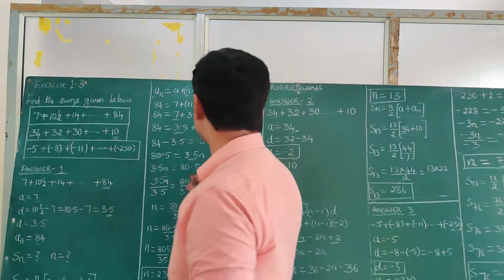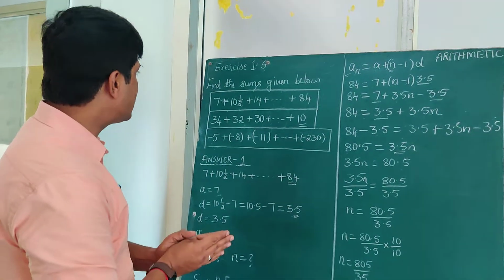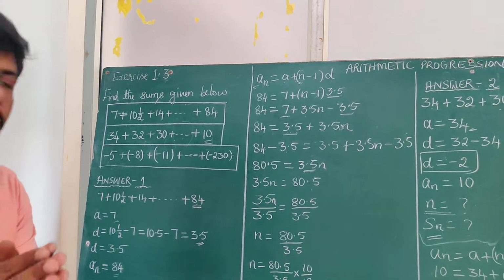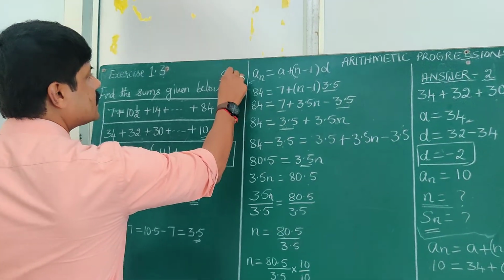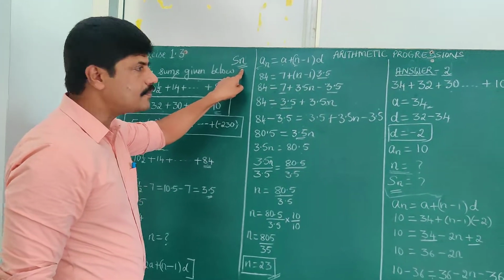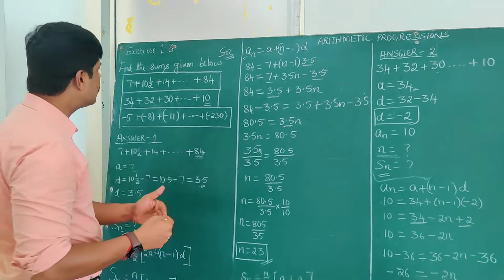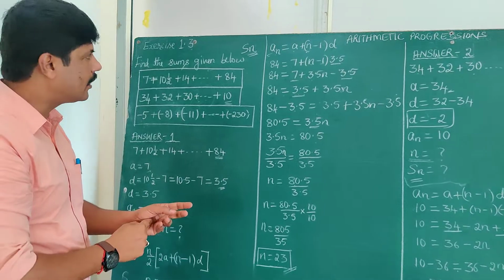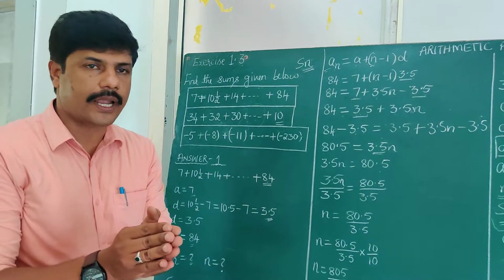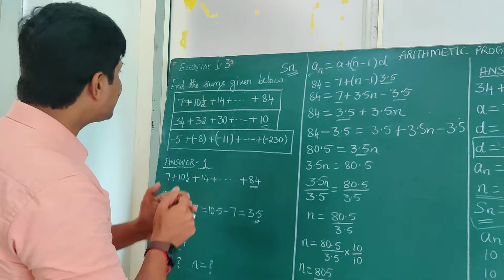With this, we'll start Arithmetic Progression exercise 1.3, second main, which says find the sums given below. Find the sums given below is asking to find the sum of n terms. To find the sum of n terms, you should know the value of n, or else it is not possible. Okay, children? Now, three problems are there in this category where you have to find the sum of n terms. So, to find the sum of n terms, you need to collect certain data. What data are available?